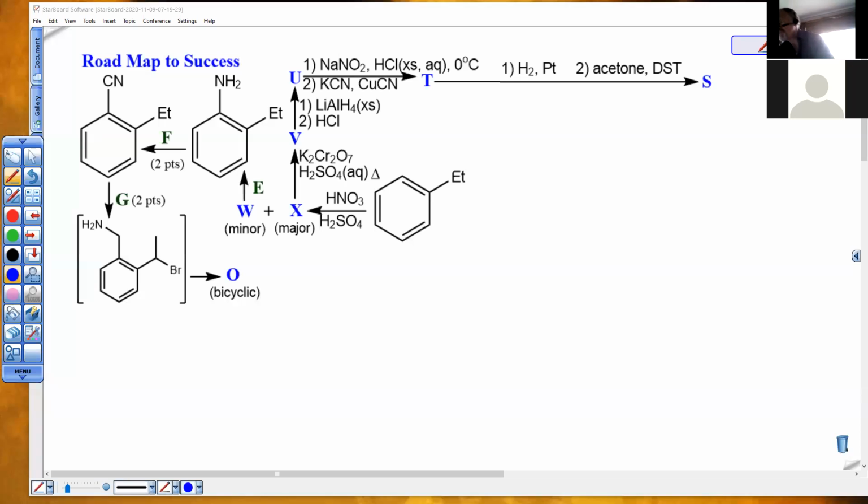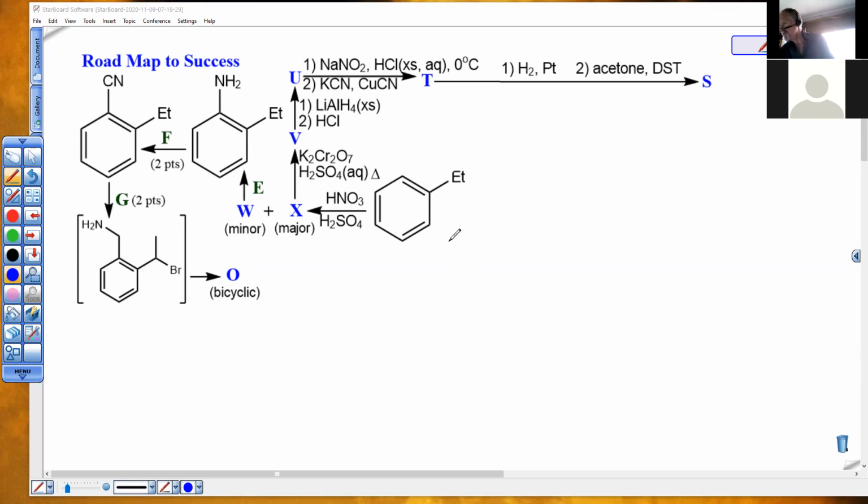As promised, we're back and we're concluding our roadmap. And I copied this piece here because it was responsible for the rest of the molecules. We're taking an ethyl group, keeping the ethyl group until here, and then making a bromine on the benzylic position of the ethyl group.